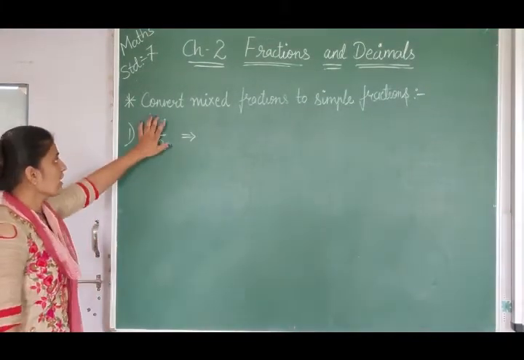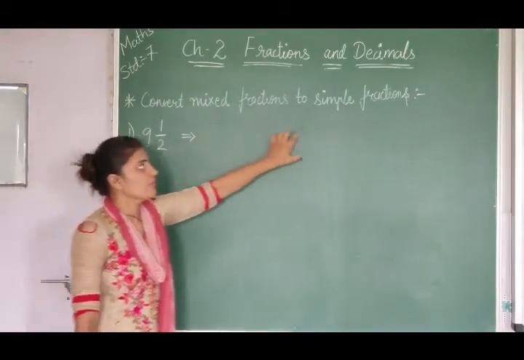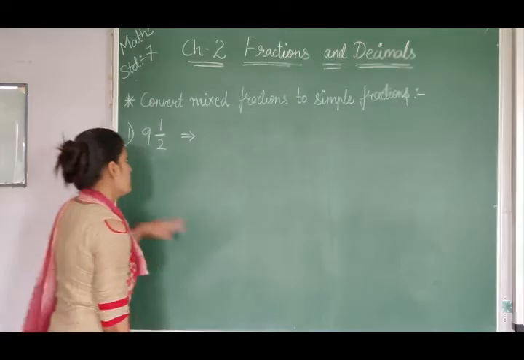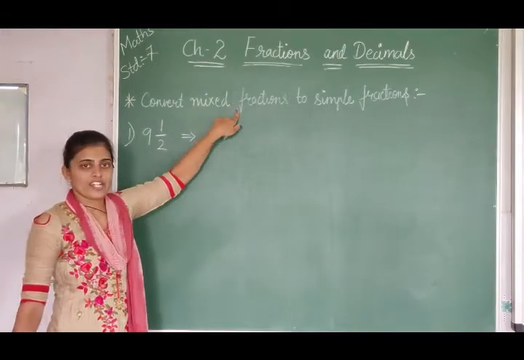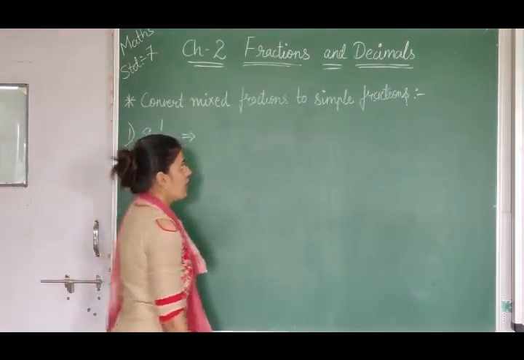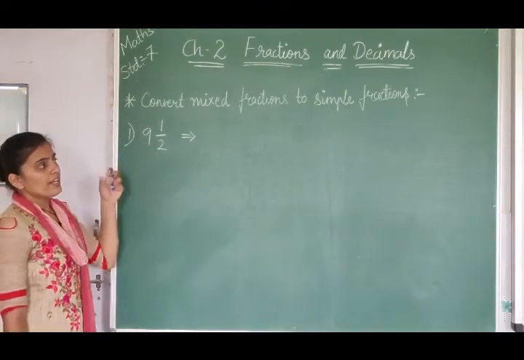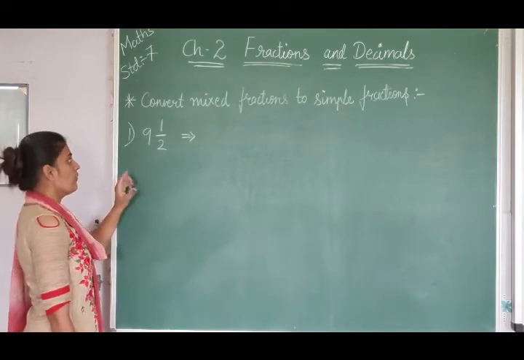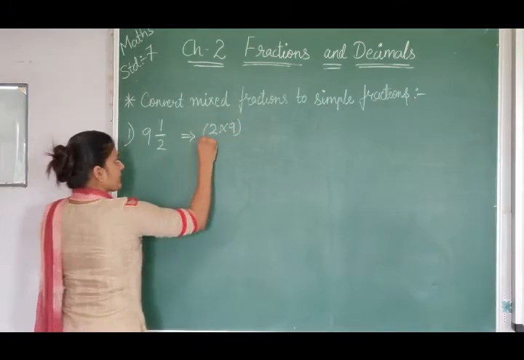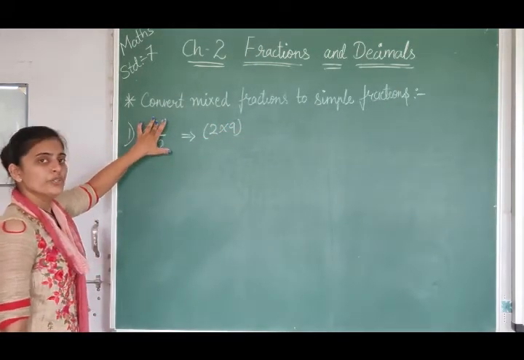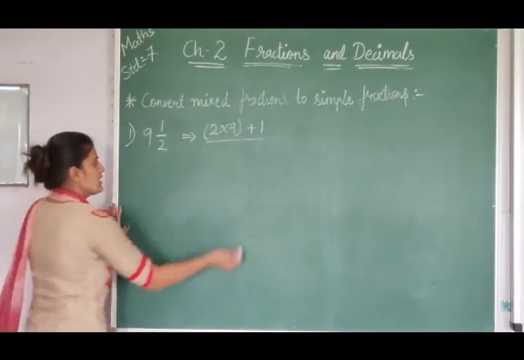Now next topic, convert mixed fraction to simple fraction. A mixed fraction will be given to you and you have to convert it into a simple fraction. Here I have taken the same question, 9 1 upon 2. This is a mixed fraction that we have to convert into a simple fraction. Now how will we convert it? The same process we used for adding a whole number and a fraction, we will apply over here. First we will write 2 9s are. After that we add the numerator, plus 1, divided by the denominator, 2, which we write the same.